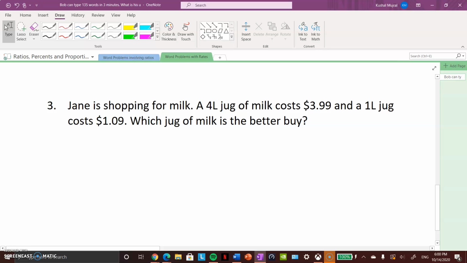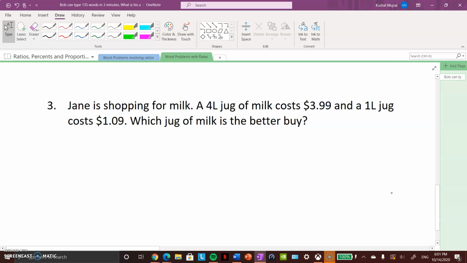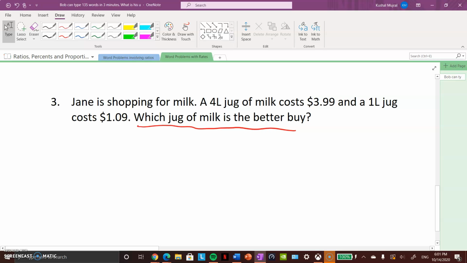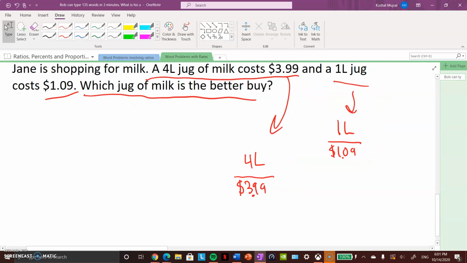Okay. Jane is shopping for milk. A 4-liter jug of milk costs $3.99 and a 1-liter jug costs $1.09. Which jug of milk is the better buy? So if we're talking about which one is the better buy, we want to know how many liters we're getting for the amount of money. So, first of all, this one would be 4 liters per $3.99. Okay? Then this one would be 1 liter per $1.09. So we're going to want to simplify this.